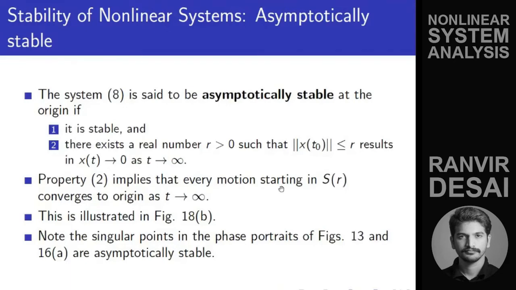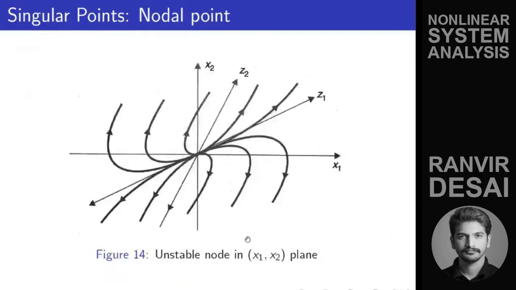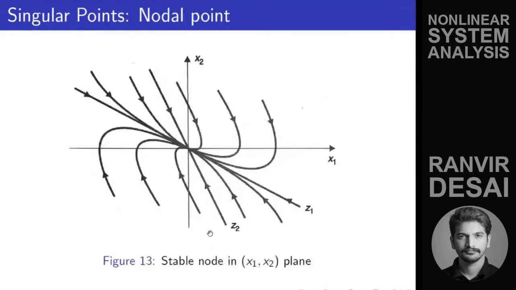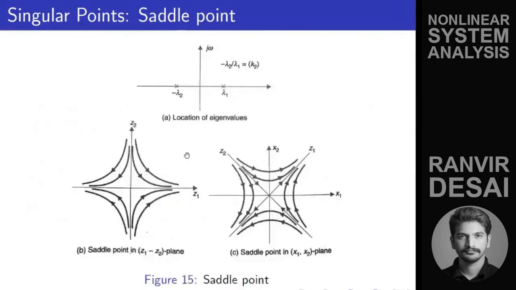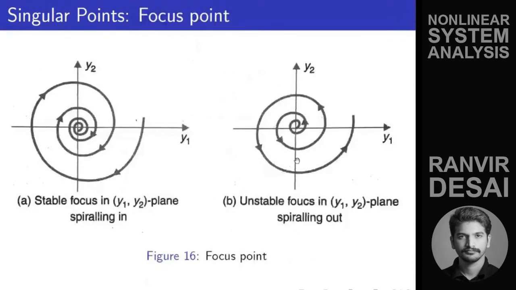Note that the singular points in the phase portraits figure 13 and 16a are asymptotically stable. We'll see which are those points. 13 is this, and as you can see, it is starting from anywhere but going towards 0 only. So this stable node is an asymptotically stable equilibrium point. Okay, and the second one was 16a. Yes, this.